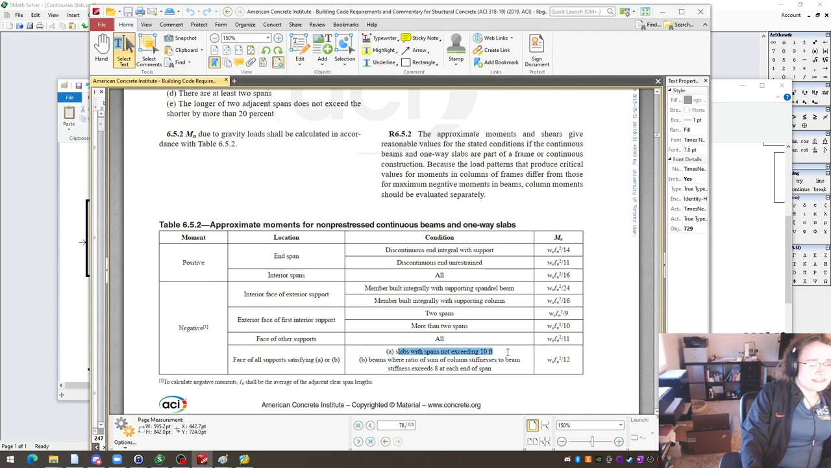Now we can't use the slab span. Now this is something you can sometimes use. This is a special case you can sometimes use. Slab's a span not exceeding 10 feet. We have a span exceeding 10 feet, so we can't use this. Exterior face of first interior support, interior face of first exterior support.